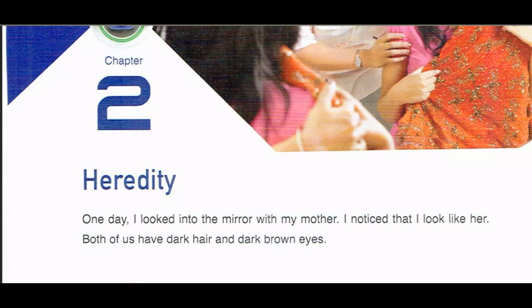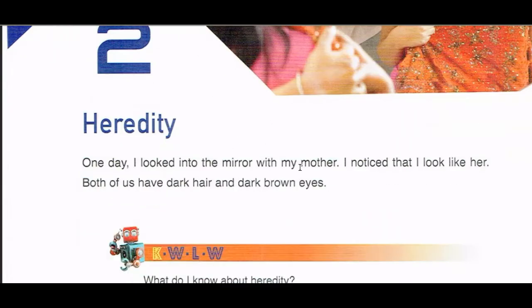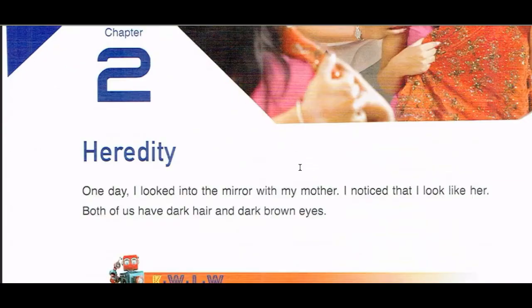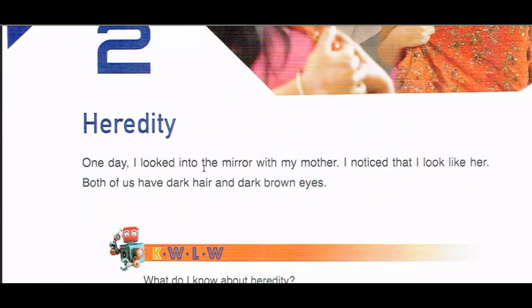We speak about heredity. What is heredity about? As an example, in our textbook we have here chapter 2, which is on page number 29. One day I look into the mirror with my mother. I noticed that I look like her. Both of us have dark hair and brown eyes.